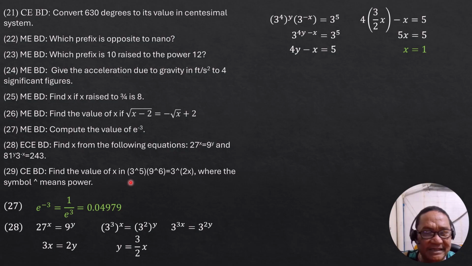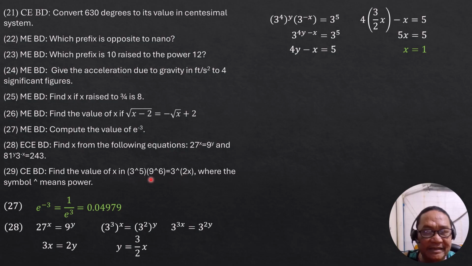Find the value of x in quantity 3 to the 5th, with the pointed hat symbol, times 9 to the 6 equals 3 hat 2 times 3 hat 2x, where this symbol here means power. So this is changed to 3 to the 5 times 9 to the 6 equals 3 to the 2x.